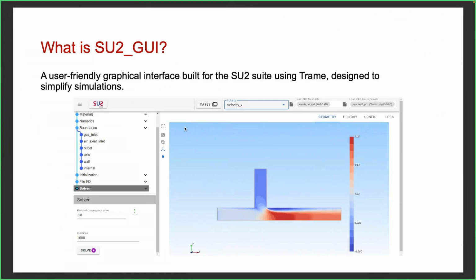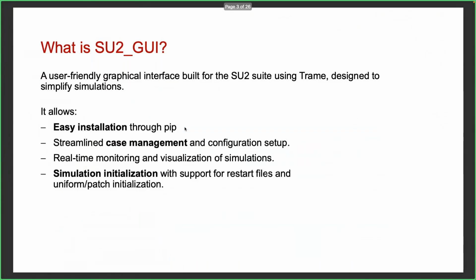Some of you might be already familiar with what SU2 GUI is. It is a user-friendly graphical interface built using Trame, which is a pip library used to make web interfaces in a very easy and quick way. It basically simplifies the simulations we do in SU2. It allows easy installation through pip, comprehensive case management, real-time monitoring and visualization of simulations. Simulation initialization is also supported for restart files and uniform and patch initialization.